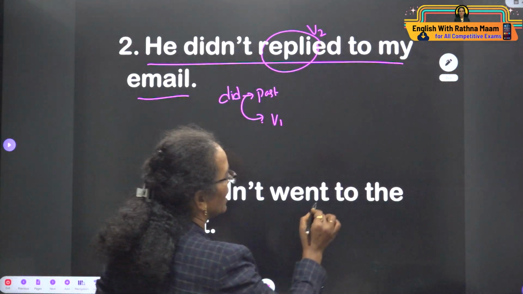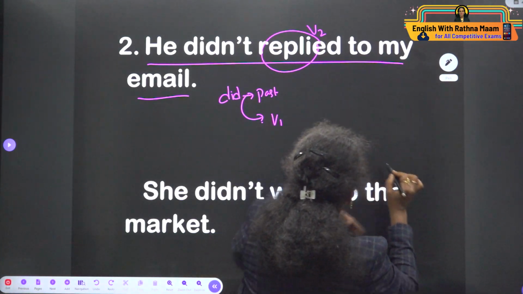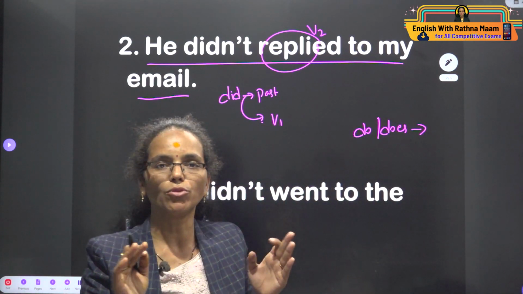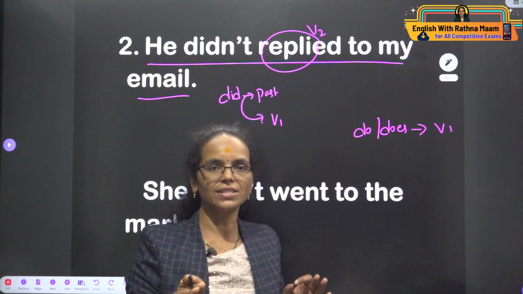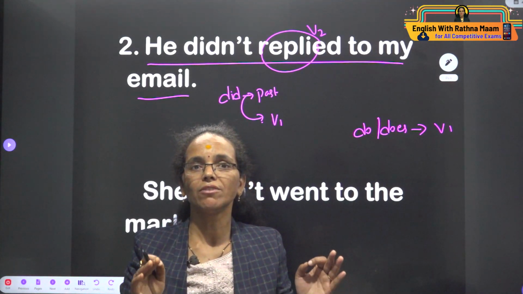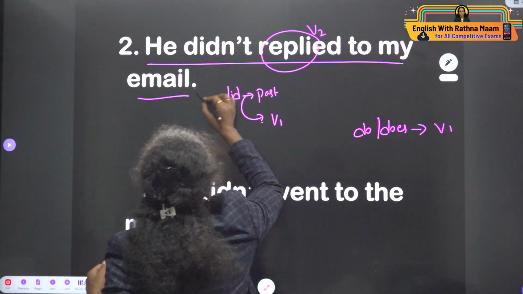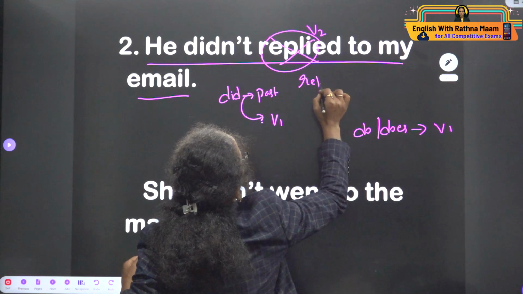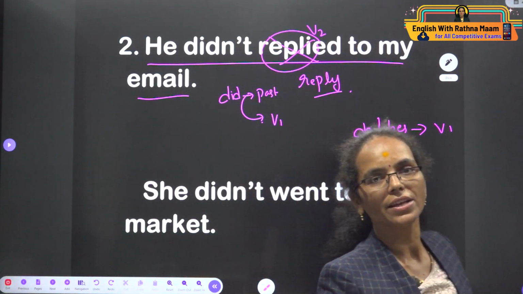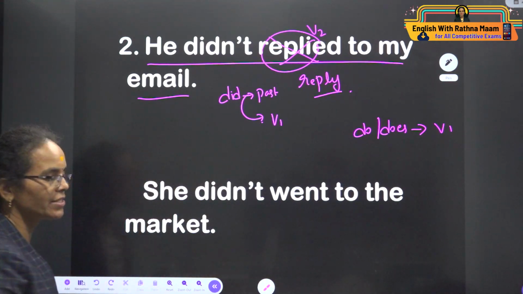And keep one more thing in mind: do or does also always take the V1 form only. In simple language, we can say do, does, did are always followed by the V1 form, irrespective of the subject and the tense. Right? So, it did not reply to my email is incorrect. It did not reply to my email is the correct one. Sometimes we may say it in the flow, but that is not the correct answer. Right? Move on to the next question.